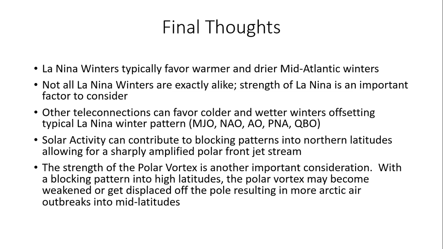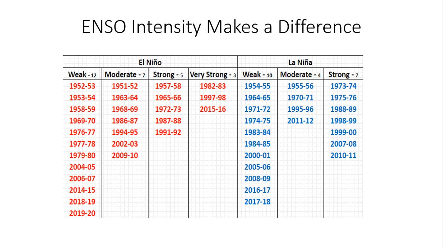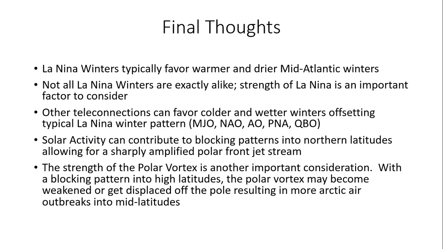Strength of the La Nina is an important factor to consider this winter. If you look at the classifications again of the categories of the strength of La Nina, that can make a big difference. A weak La Nina, for example, may not have as big of an impact as a strong La Nina. So it's just something to consider. Other teleconnections can favor colder and wetter winters, and that would offset the typical La Nina winter pattern. If we get in a favorable phase of the Madden-Julian oscillation, the MJO, a colder phase, phases 8 through 2, you could typically see the MJO be the dominant player for the upcoming winter.